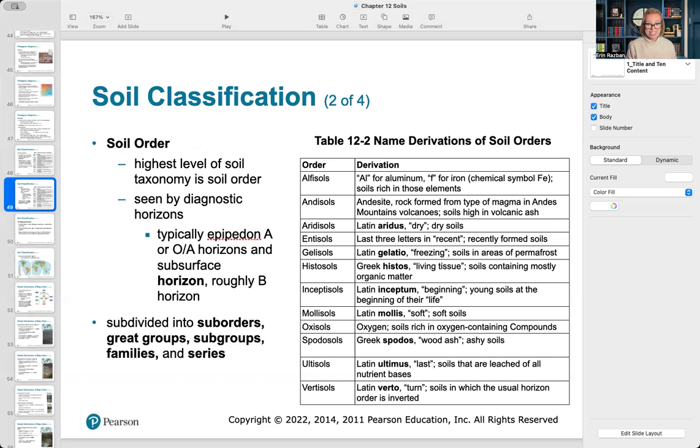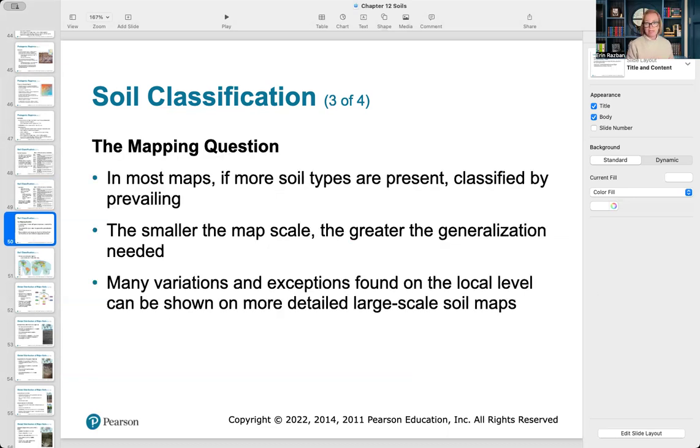Now, get ready for this. There are 12 soil horizons recognized worldwide. In the United States alone, we have 50 suborders. That's an incredible level of detail. So mapping these is a challenge. This is where things get very challenging.